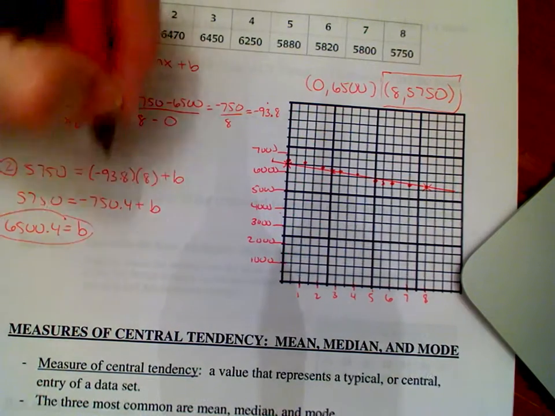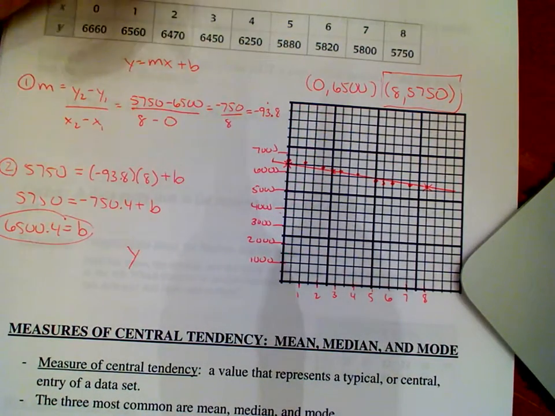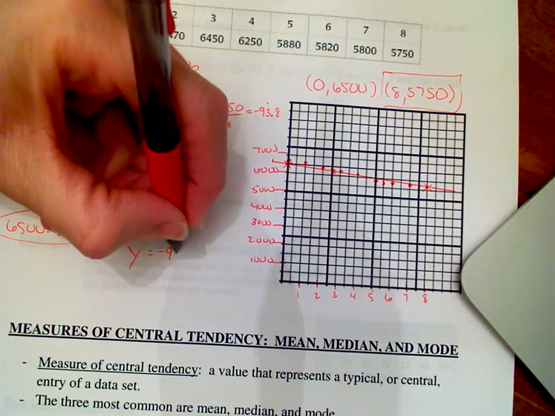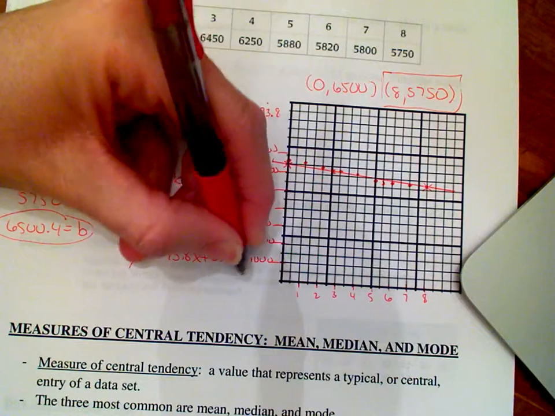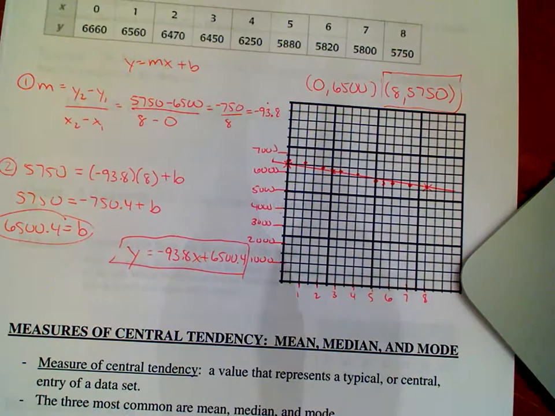Now, I'm finished. I have an equation. My equation for this best fit line is going to be y equals negative 93.8x plus 6500.4. And that is how you approximate an equation for the best fit line.